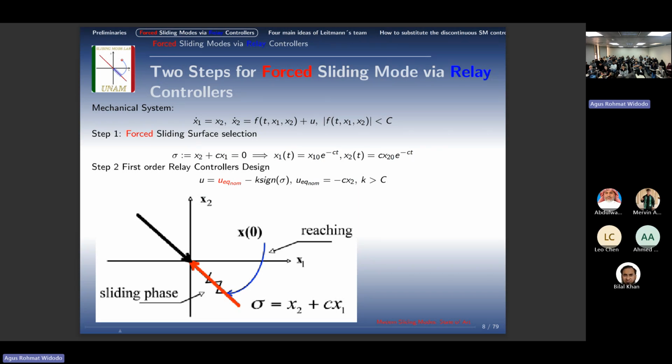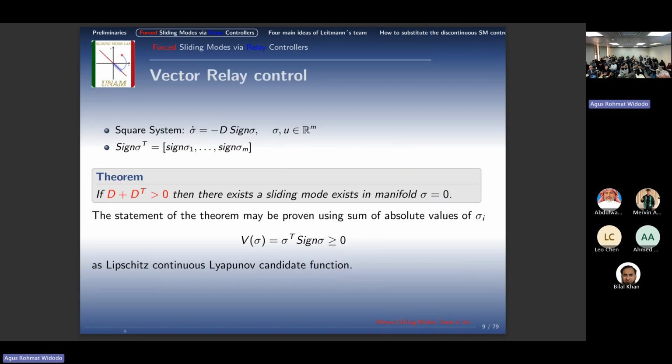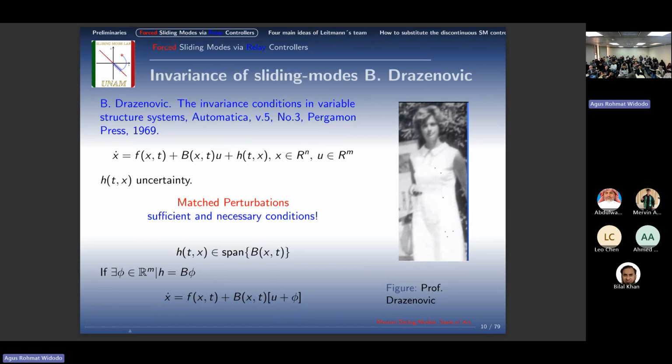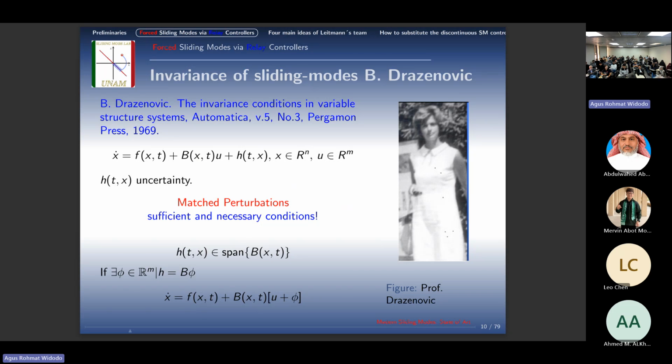That's the starting point. Of course, it was designed for vector cases. What happened in the next step? The next step was Professor Branislava Drazenovic. She also passed away last year. What happens here is the following. You see, we have one perturbation here, but the perturbation may not belong to the span of the vector B.